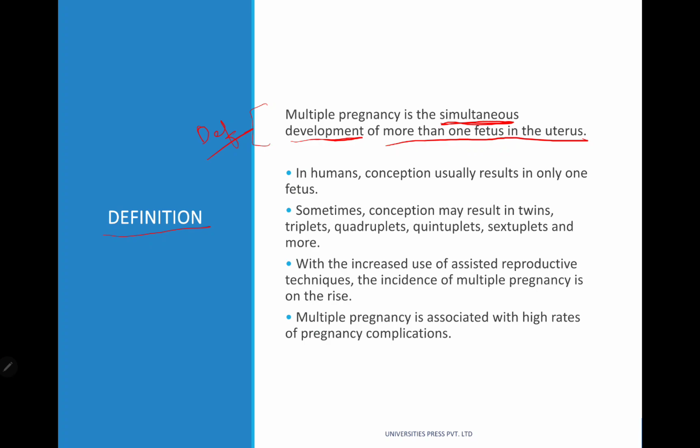In humans, conception usually results in only one fetus. Sometimes the conception may result in twins, triplets, quadruplets, quintuplets, sextuplets, and more. With the increased use of assisted reproductive techniques, the incidence of multiple pregnancy is actually on the rise. Multiple pregnancy is associated with high rates of pregnancy complications.